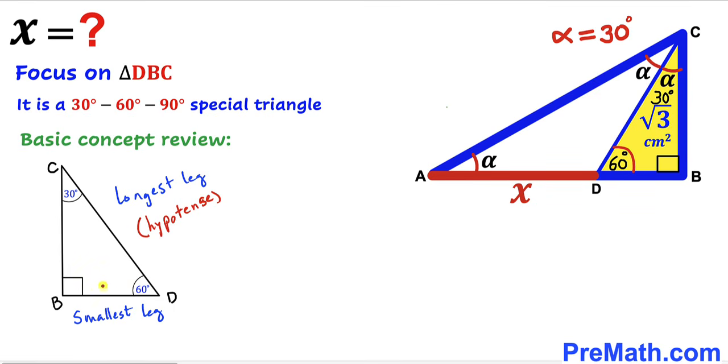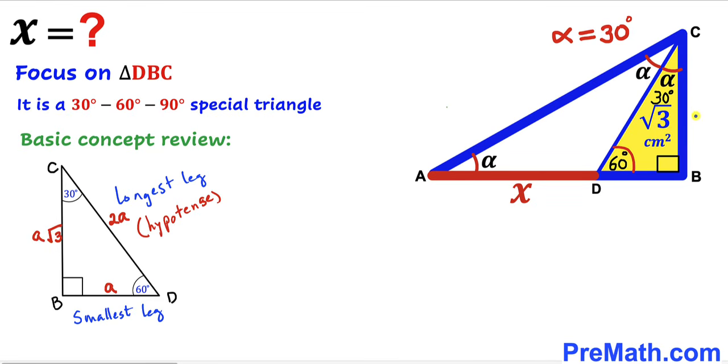If the smallest leg is 1 unit, then the longest leg has got to be 2, and this third leg has got to be square root of 3. And in general, if this smallest leg is lowercase a, then this longest leg is going to be 2 times a, and this third leg is going to be a times the square root of 3.